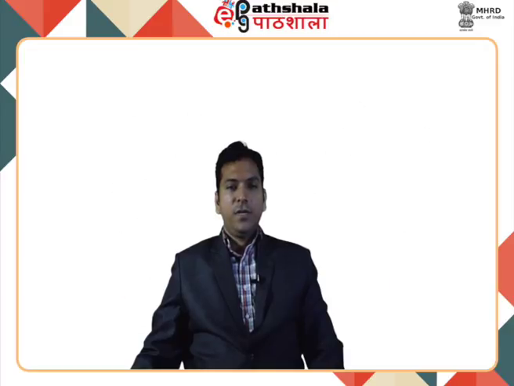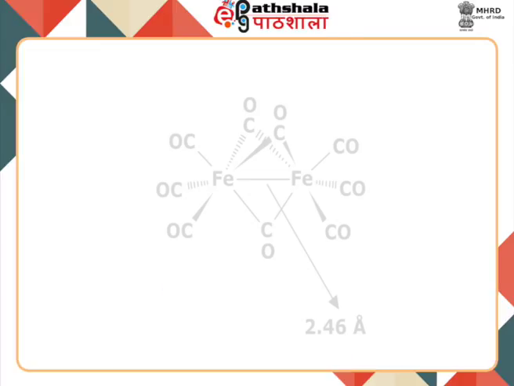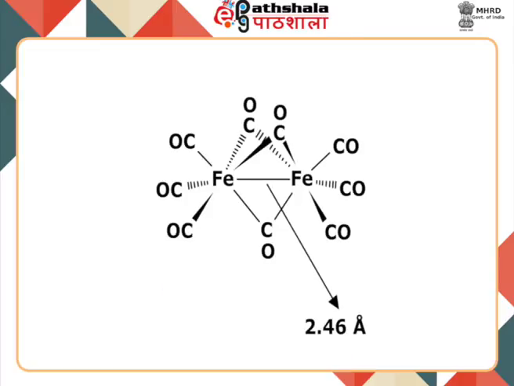The structure of di-iron nonacarbonyl. The infrared absorption studies and X-ray diffraction studies on the crystals of di-iron nonacarbonyl suggest that in the molecule, each iron atom is attached to 3 terminal carbonyl groups and 3 bridging carbonyl groups and one other iron atom.